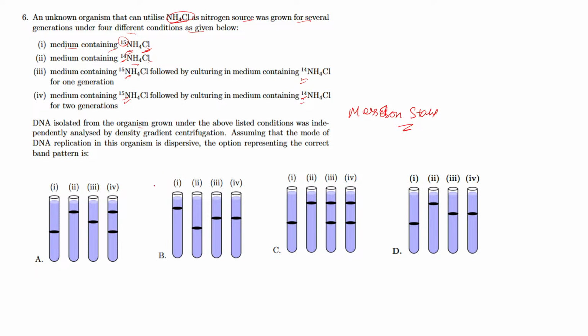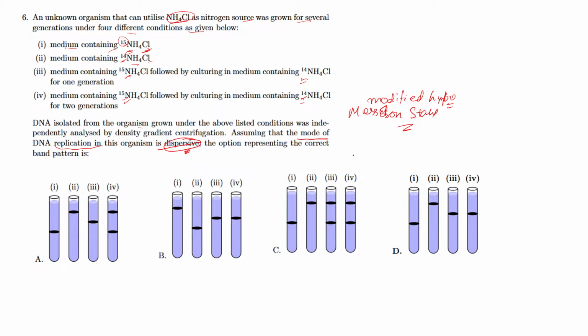So in the Meselson-Stahl experiment, we basically use cesium chloride density centrifugation. But there is a change in this question, that the question is saying that we have to assume that the mode of DNA replication should be a dispersive mode of replication. It should not be the semi-conservative mode of replication which is generally taking place, which was hypothesized by Meselson and Stahl. So this is a hypothetical modified Meselson-Stahl experiment.